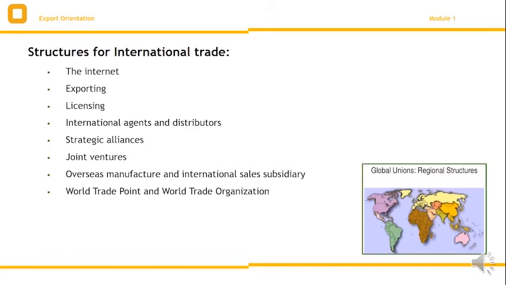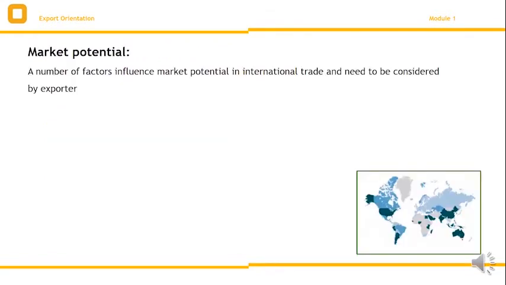When it comes to exporting, you need to look at what we call market potential. You need to export to a country where there is market potential, meaning that there are various factors that actually influence market potential. So there are a number of factors that influence market potential in international trade, and you need to consider them as an exporter.